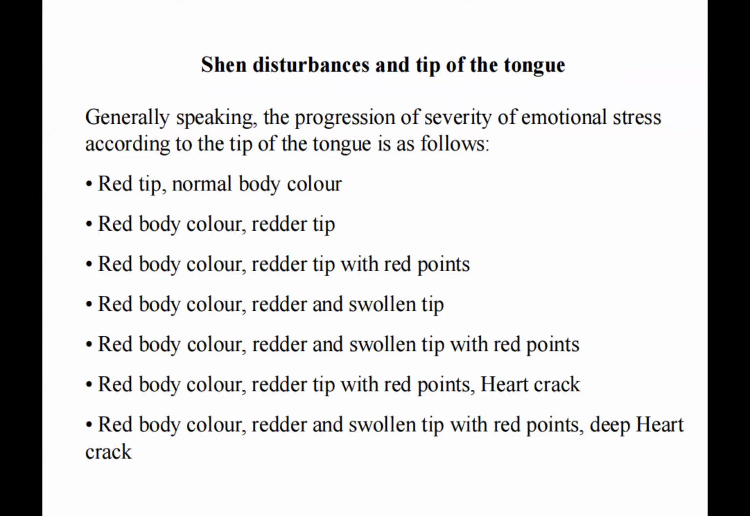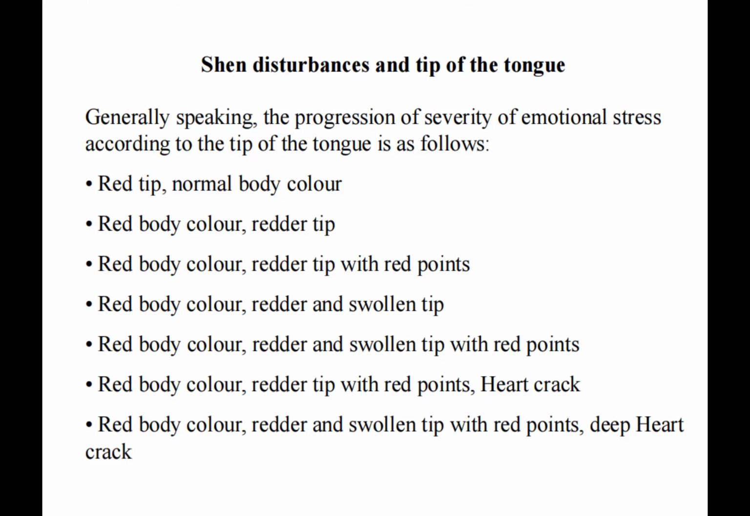We're on our fourth part on the topic of Shen. Previously, we ended with the note that all emotions affect the heart, explaining why a red-tipped tongue is commonly seen even in emotional problems related to other organs. Today, we'll start off our discussion on Shen disturbances and how this will manifest on the tip of the tongue. Generally speaking, the progression of severity of emotional stress according to the tip of the tongue is as follows.